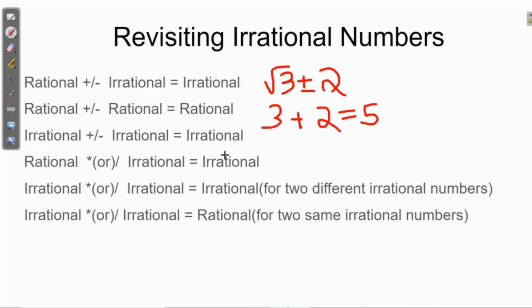And then irrational number plus or minus irrational number. Root 3 plus or minus root 7. So this is always an irrational number only.